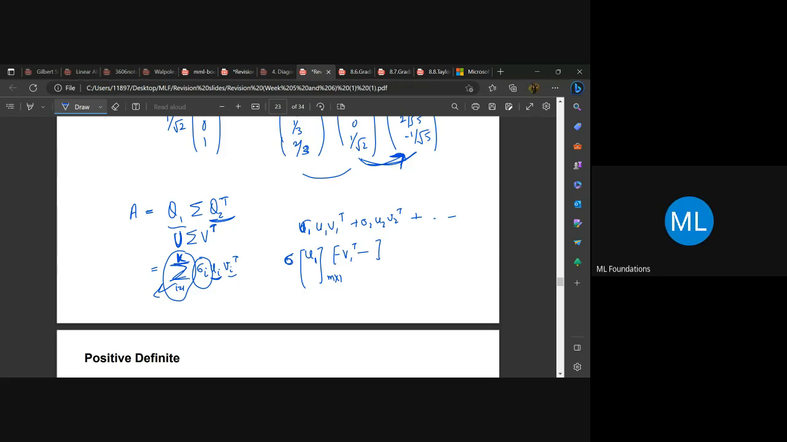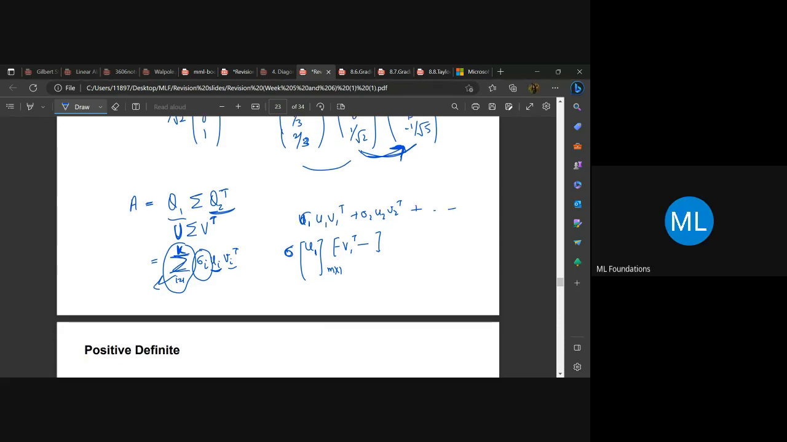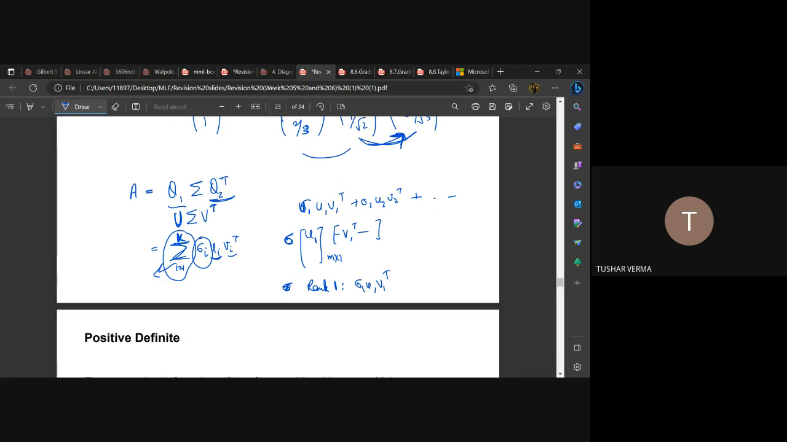So you have rank 1. A rank 1 matrix will be just sigma 1 u1 v1 transpose. So for a given question, how would we know up to which rank we need to calculate? Say I want to find A using this notation, how will I know what rank to take?